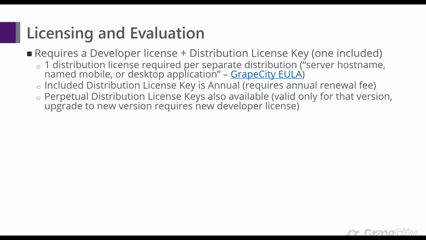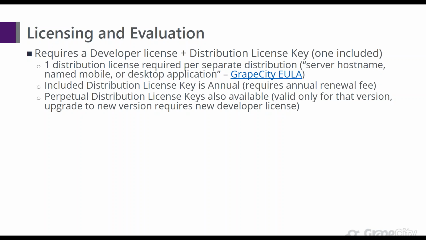The included distribution license key with the developer license is an annual distribution license key, which means that it has an expiration date built into it and won't work beyond the 1 year date from the generation date of the distribution key, which doesn't have to be generated at the same time as the developer license.